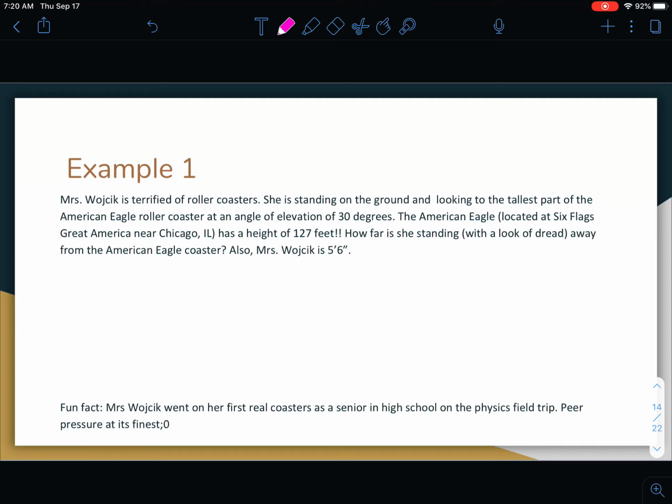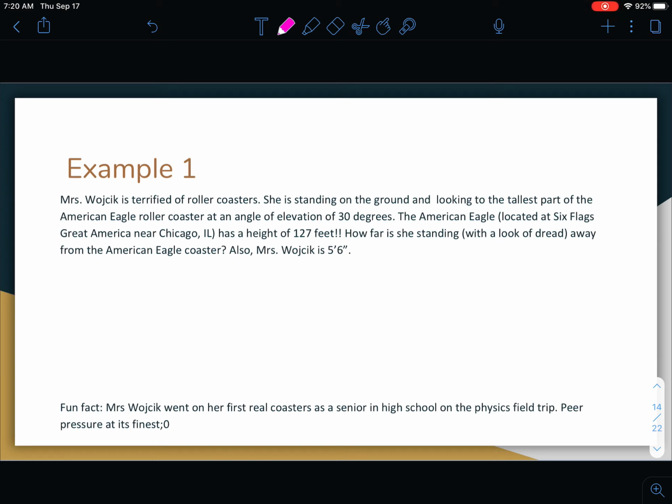Okay, example 1. Get ready for these. I wrote these late at night, so we'll see how this goes. All right, Mrs. Wojcik is terrified of roller coasters. That is a true statement. She is standing on the ground and looking to the tallest part of the American Eagle roller coaster at an angle of elevation of 30 degrees. The American Eagle, located at Six Flags Great America near Chicago, Illinois, has a height of 127 feet. By the way, this is also a wooden roller coaster, which makes it even worse, in my opinion.